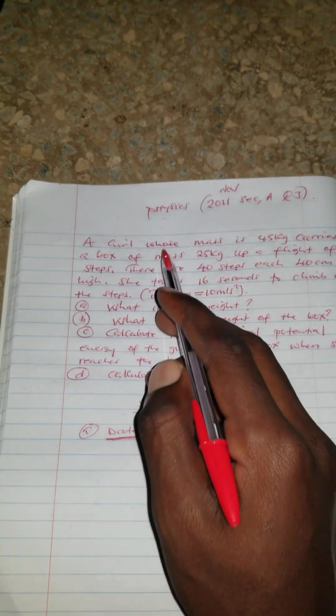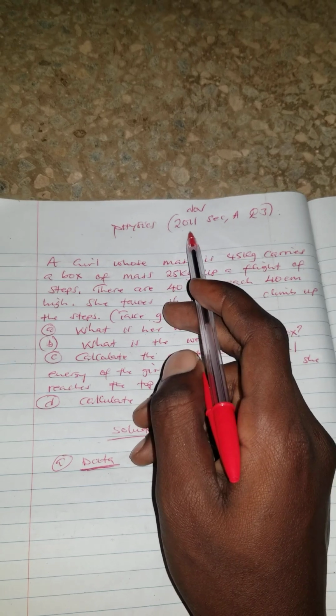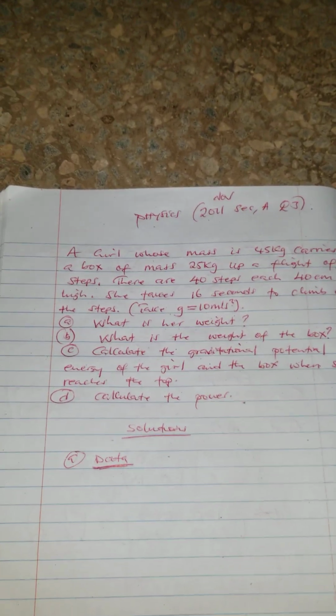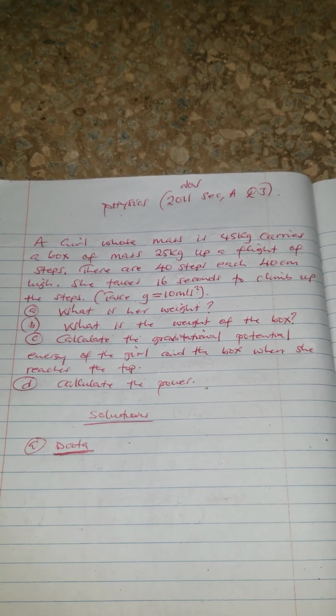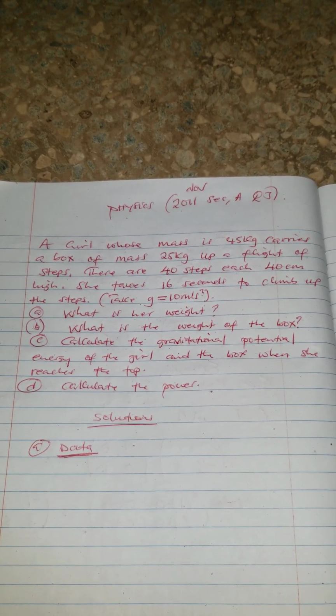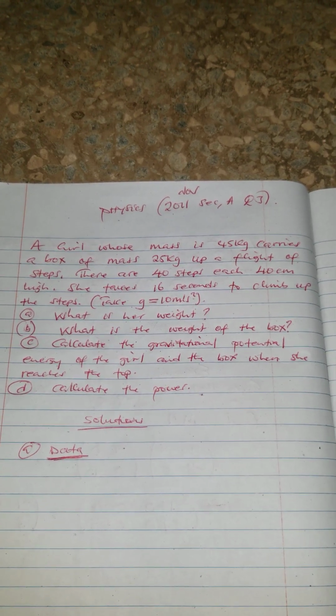Okay, hi. So we are looking at physics here under the topic work, energy, and power. We have been given a question which came in 2011, section A, question 3. The question reads: a girl whose mass is 45 kg carries a box of mass 25 kg up a flight of steps.